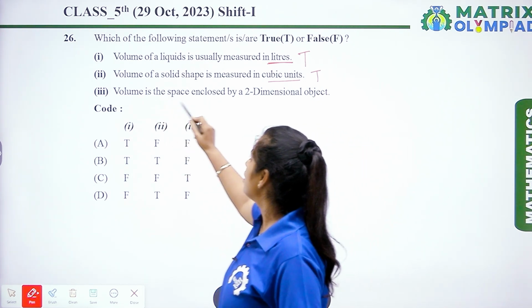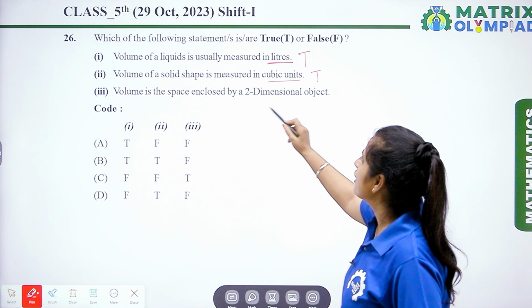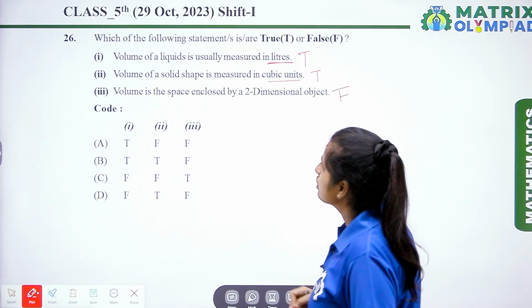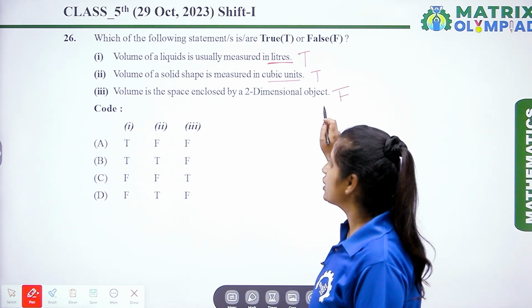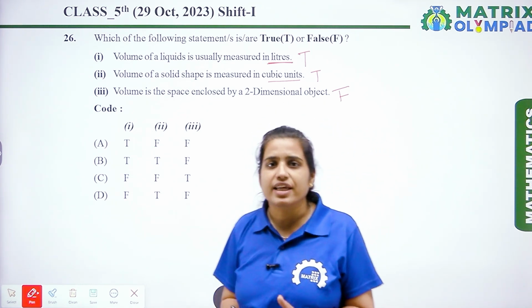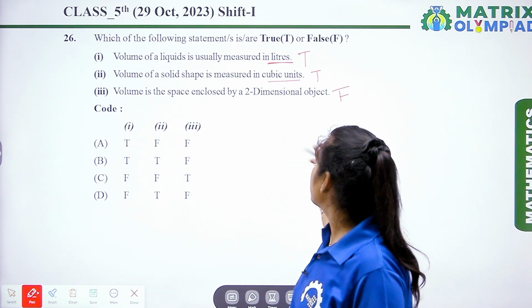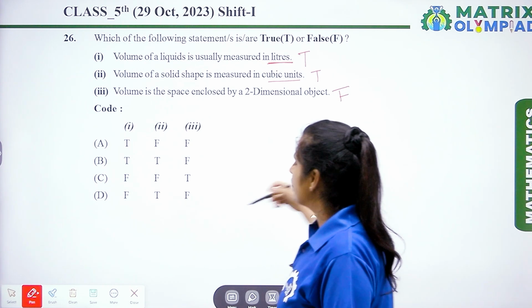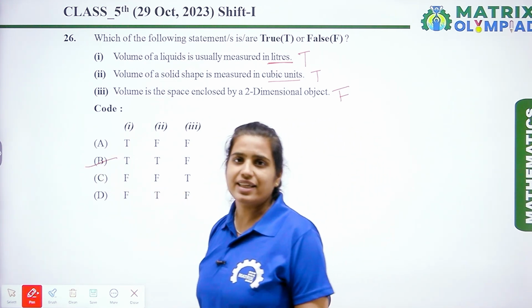Next one is, volume of the space enclosed by a two-dimensional object. This statement is false because in a two-dimensional object we don't have volume, we have area. So here the third statement is false. So the sequence is true, true, false. Here option B is the correct answer.